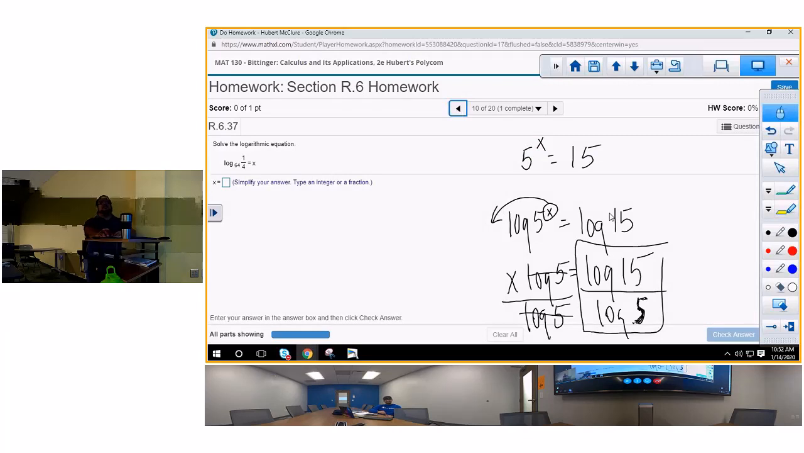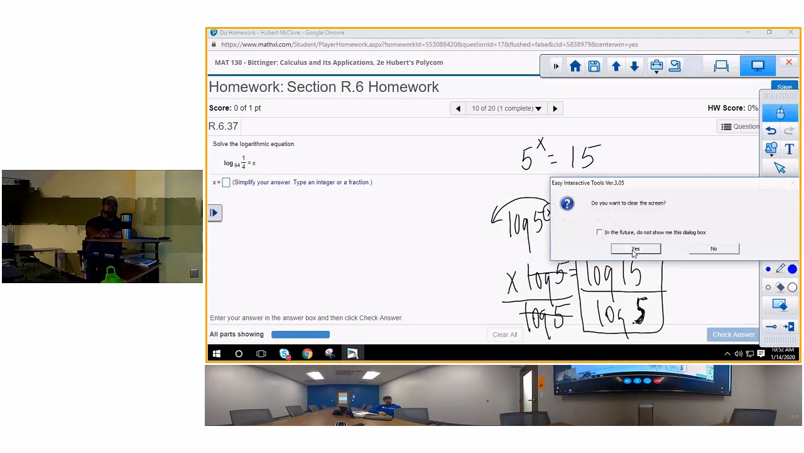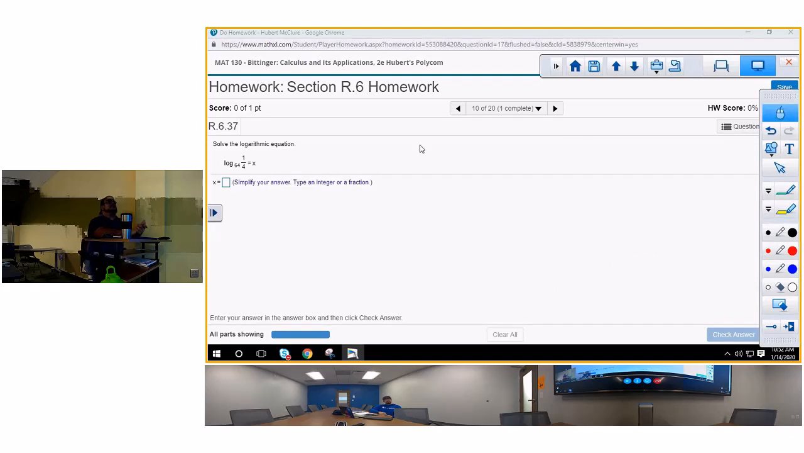All right, here is the definition of what? Definition of a logarithm. Do that one.